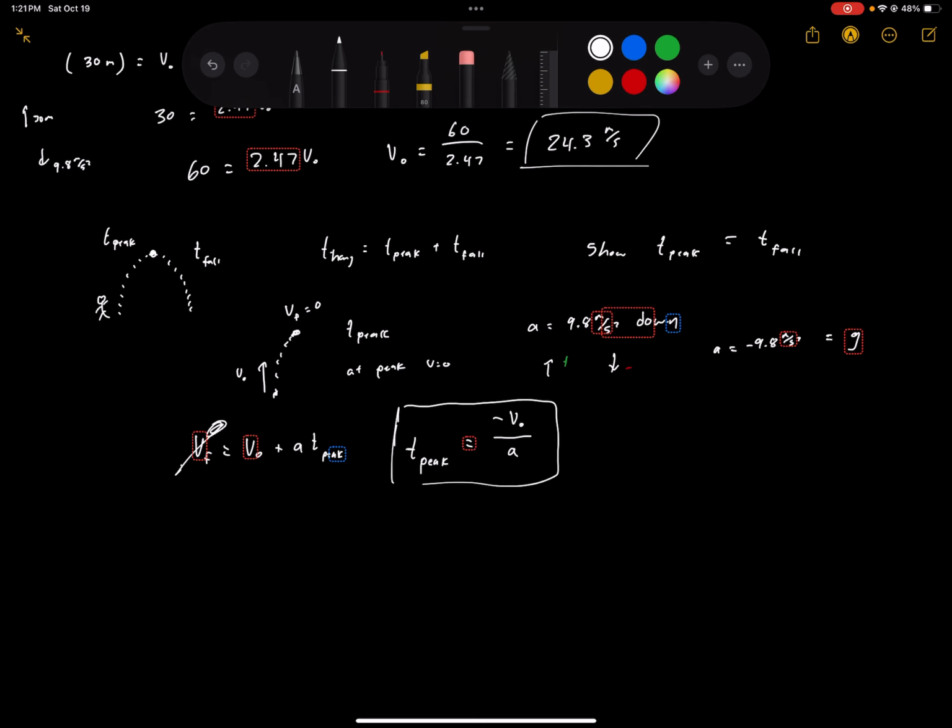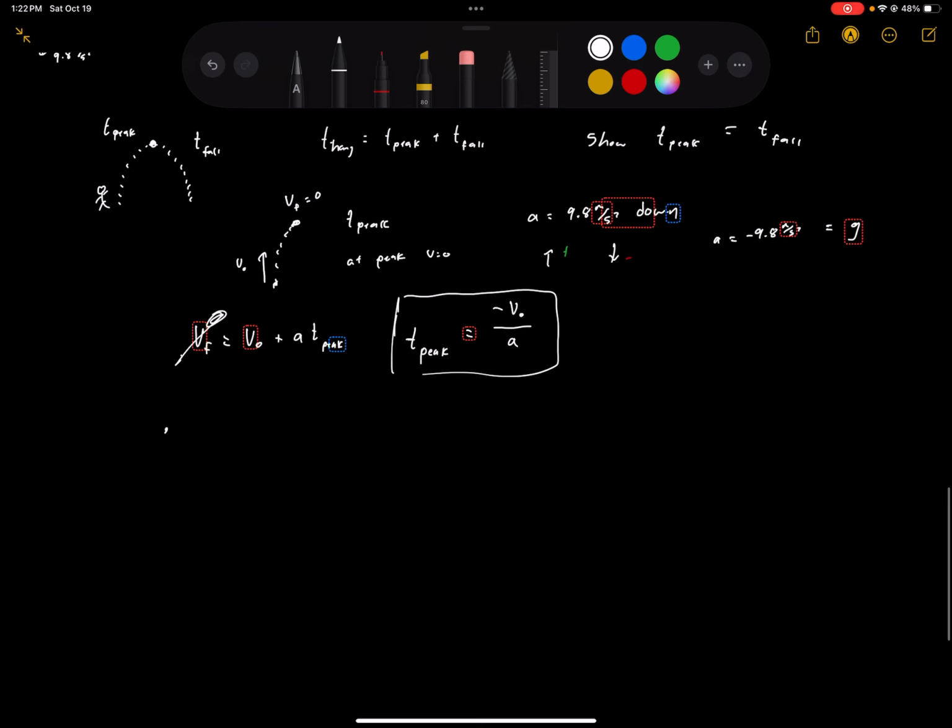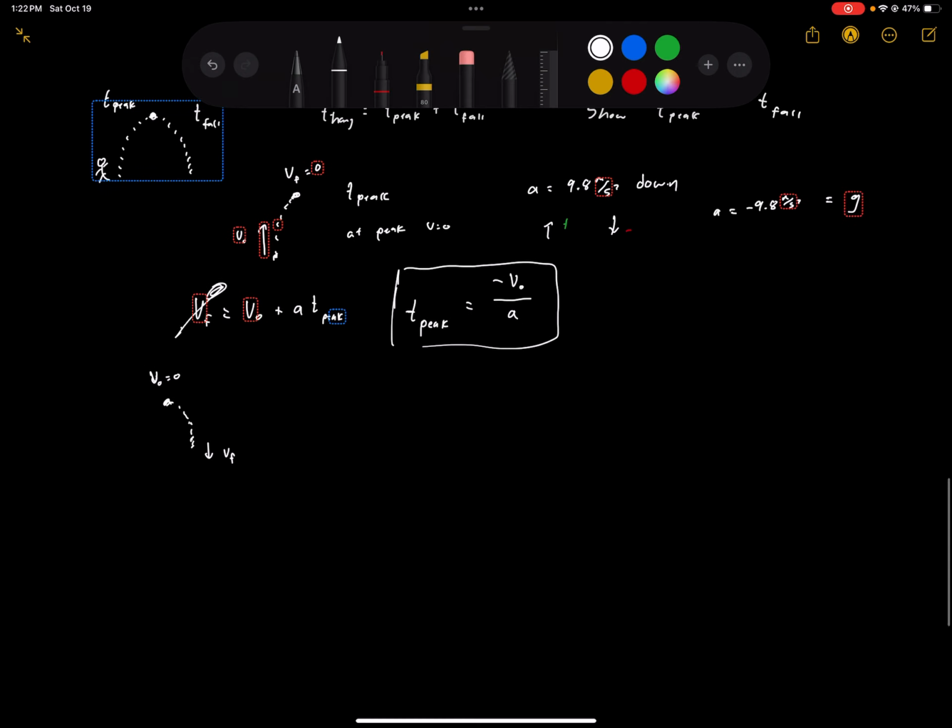Now let's look at our fall time. Say we have the second part of the motion where the object is falling. When the object's falling, we know that it's going to have some final velocity going down. And the initial velocity when you're falling is going to be 0, because you're at the peak and now you're going to start falling down. So basically we're looking at the second half of the motion. Let's write out the equation for that. Again, VF is equal to V naught plus AT, so this is A times T of fall.